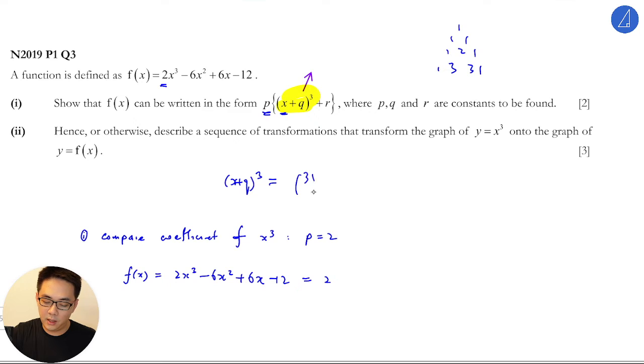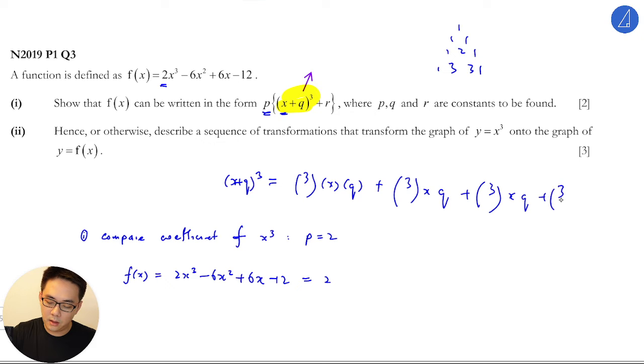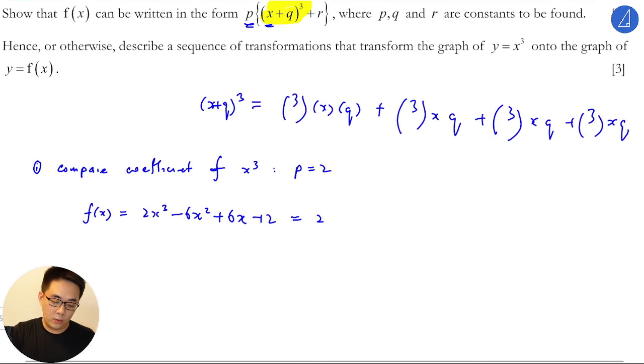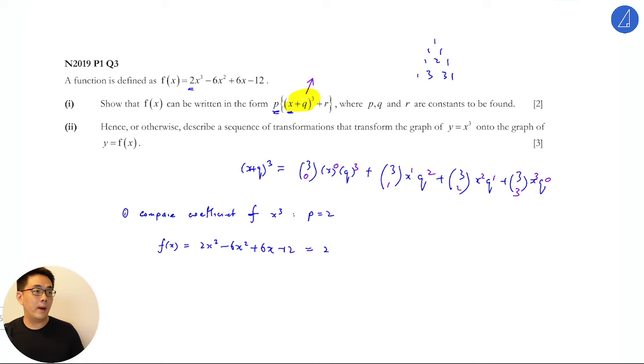So this is 3x q plus 3x q plus 3x q. What you do is you just go 0, 1, 2, 3 ascending, and then 3, 2, 1, 0 descending. So that's how you do binomial expansion, secondary school stuff.